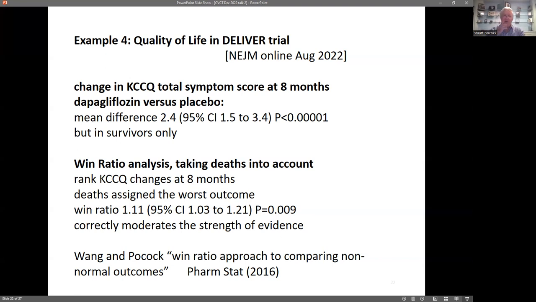They then showed that the win ratio analysis can be done, and it produces a modest win ratio of 1.11, and the p-value is now not quite as extreme as it was, 0.009. Why is that? It's because the drug, dapagliflozin, like empagliflozin, doesn't have an enormous influence on deaths. So when you're studying quality of life, but then you take deaths into account, you will moderate the strength of evidence appropriately, really. And there's another reference there for how to do this kind of thing for a non-normal outcome, such as this ranking of KCCQ. The next slide, please.